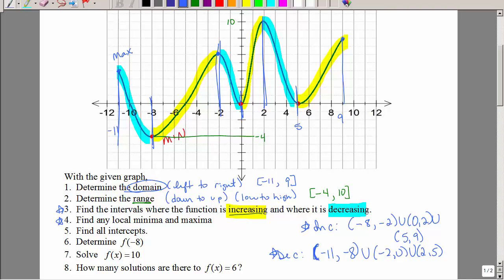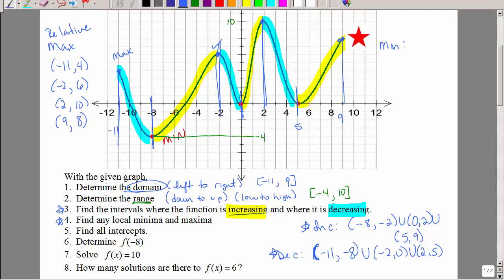Find any local minima and maxima. Right, so let's just label the points on the graph. The maximum would be at negative 11, and the value would be 4. Then we would have another maximum at negative 2, 6. That's this one. And way up there, we have one at 2, 10, and this last one would be at 9. It looks like a y value of 8. Those would be the maxima.